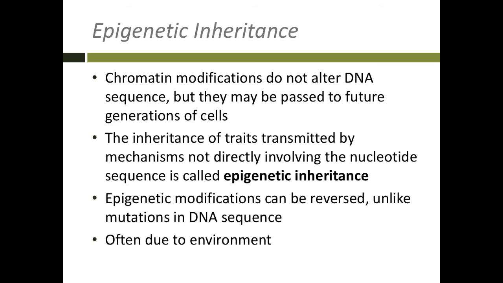These modifications are called epigenetics or epigenetic inheritance. These are heritable, but can sometimes be reversed, unlike mutations to the DNA. This is why one identical twin can get a genetic disease, such as schizophrenia, while the other twin doesn't get it. The change is not in the actual DNA sequence itself, but in the structure of the chromatin.